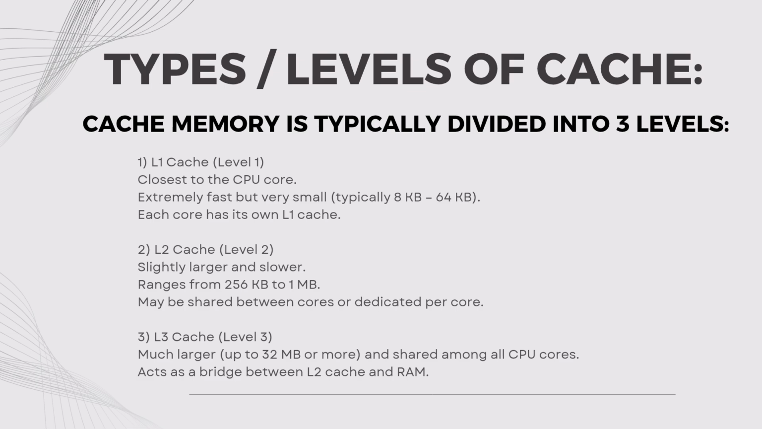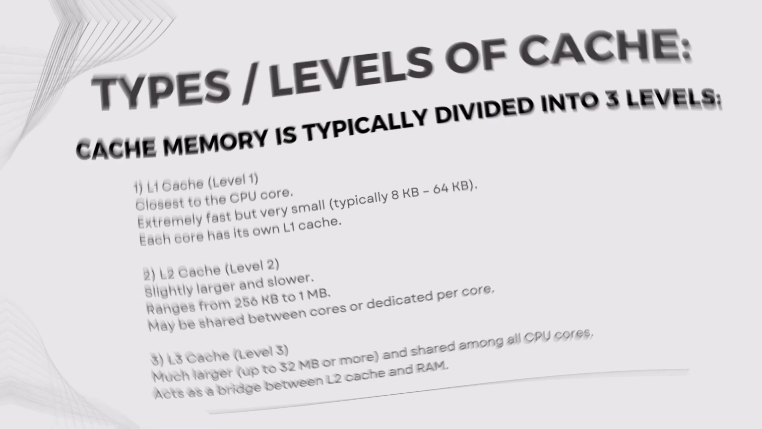L2 cache is slightly larger and slower, ranging from 256 KB to 1 MB, and may be shared between cores or dedicated per core. L3 cache is much larger, up to 32 MB or more, and shared among all CPU cores, acting as a bridge between L2 cache and RAM.